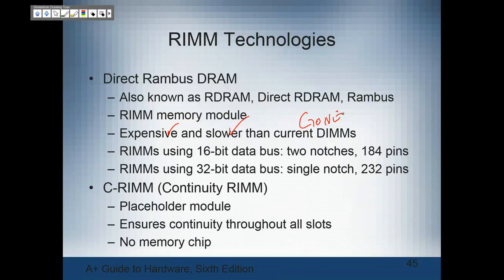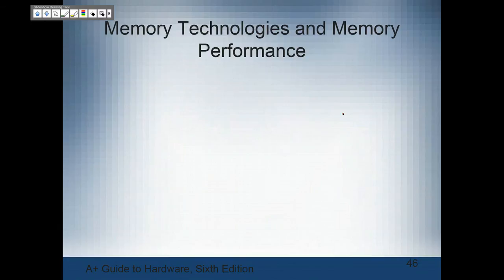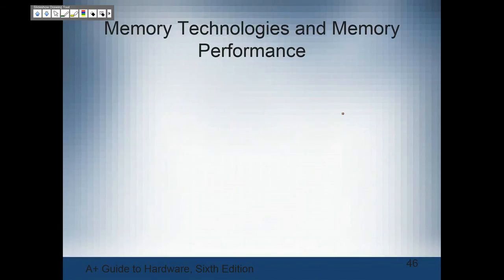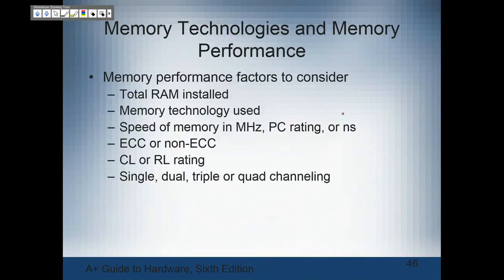CRAM, continuity RAM. The continuity RAM is the placeholder module. Let's see if they got the picture here in just a second. Oh, I guess not. They have a picture of it in the book. It looks just like the one that we saw, except it doesn't have any memory module on it.